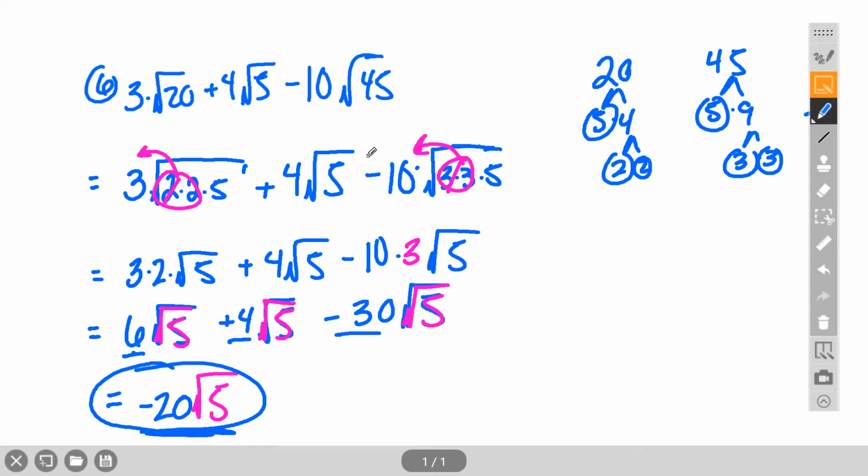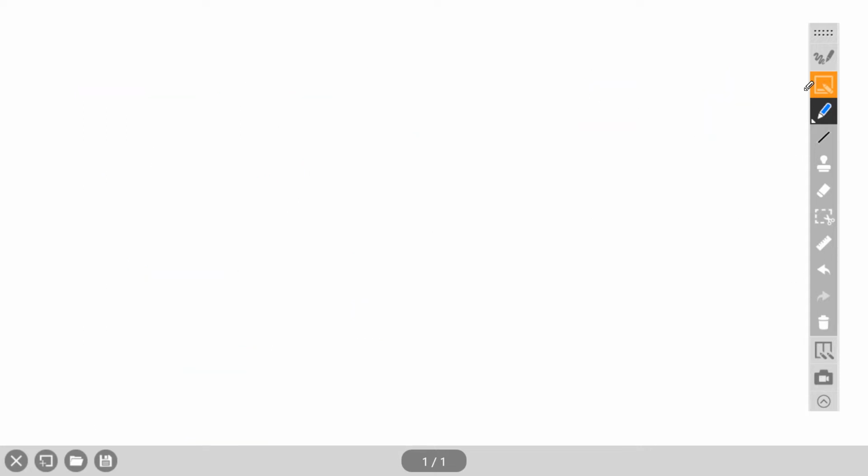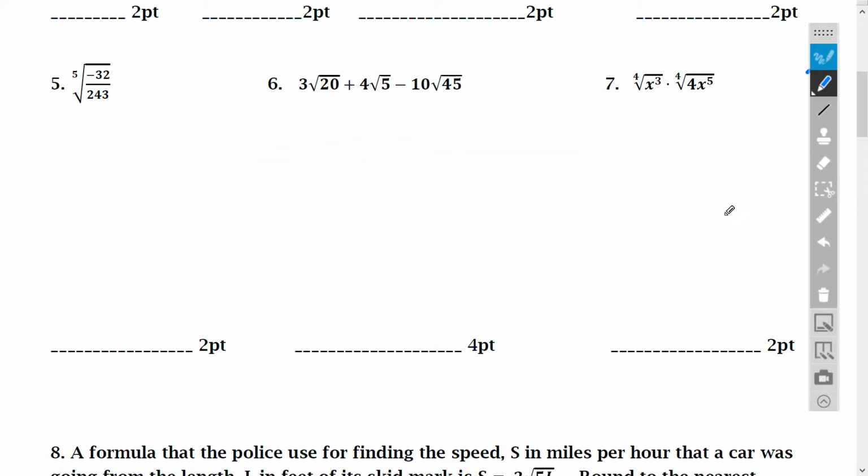And that's what we get when we add and subtract these. Now number 7 is multiplication. So this is the fourth root of x cubed times the fourth root of 4x to the fifth.